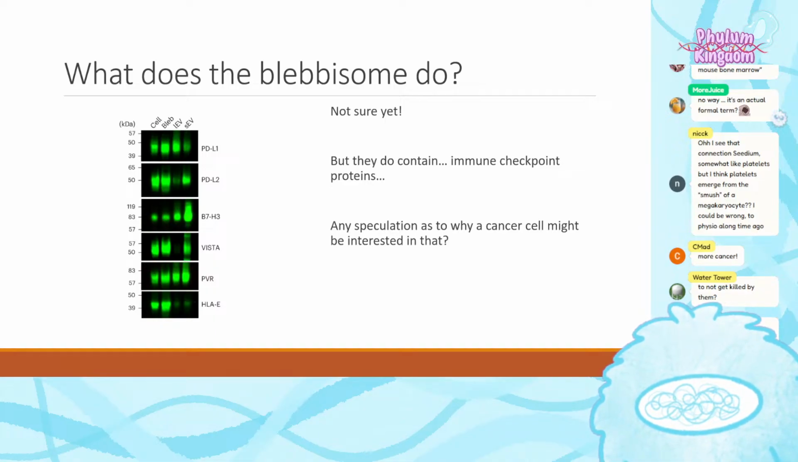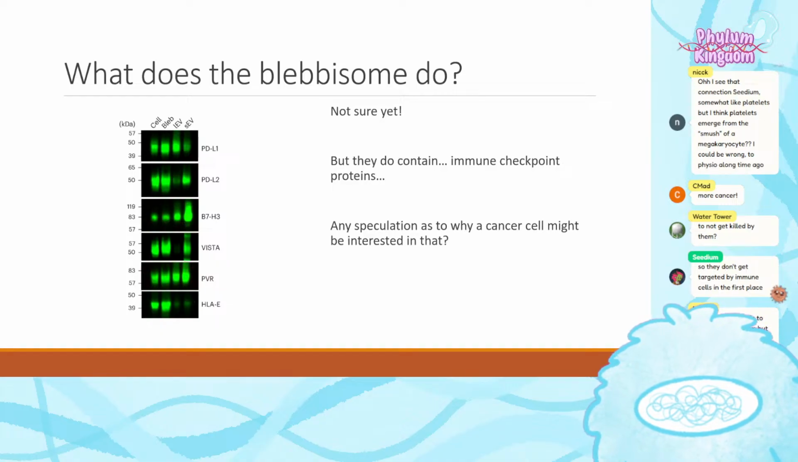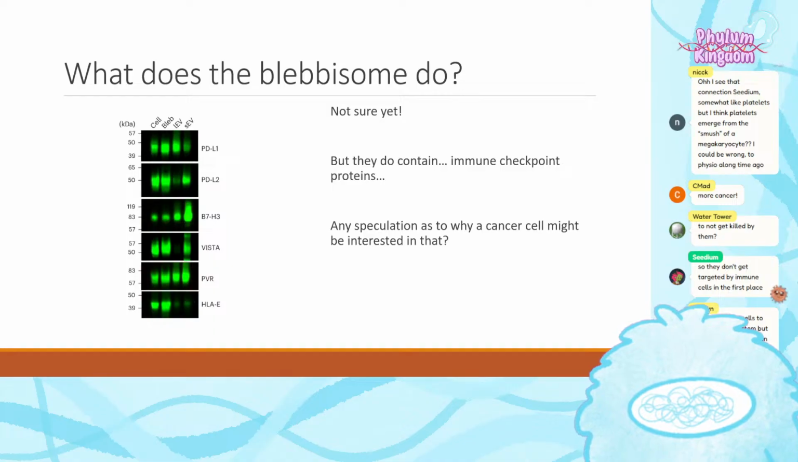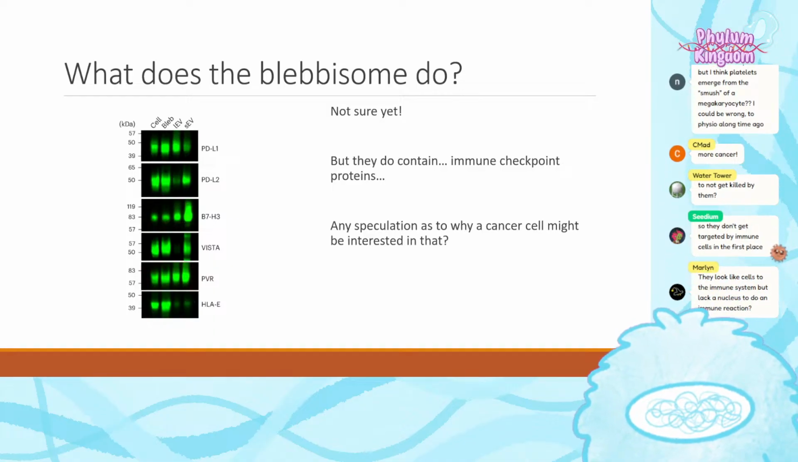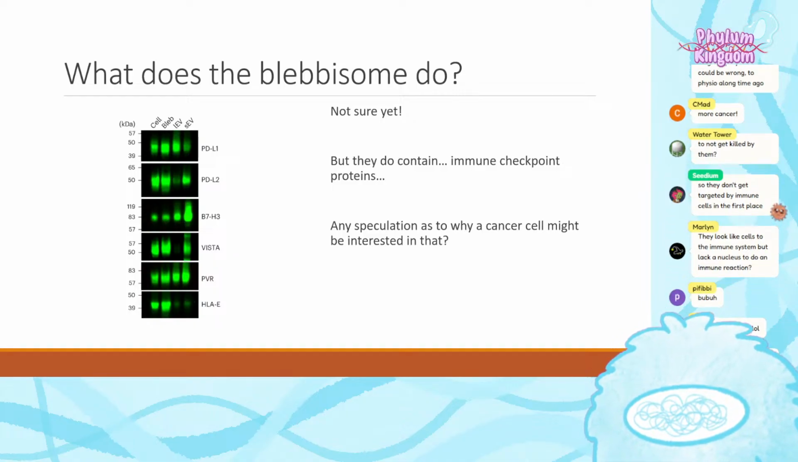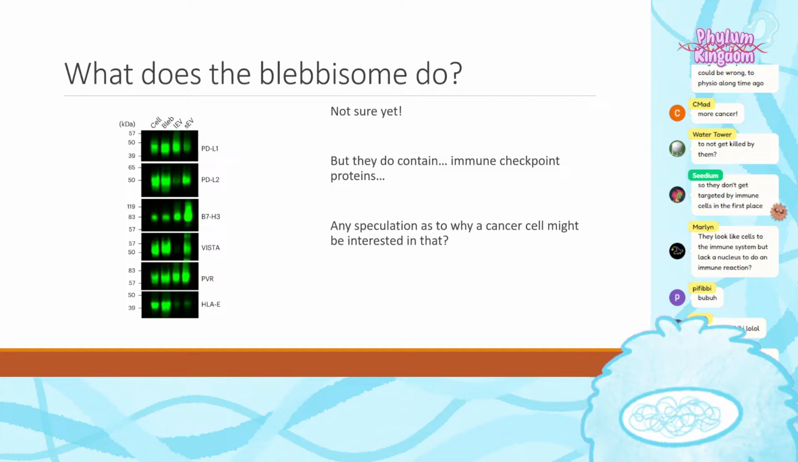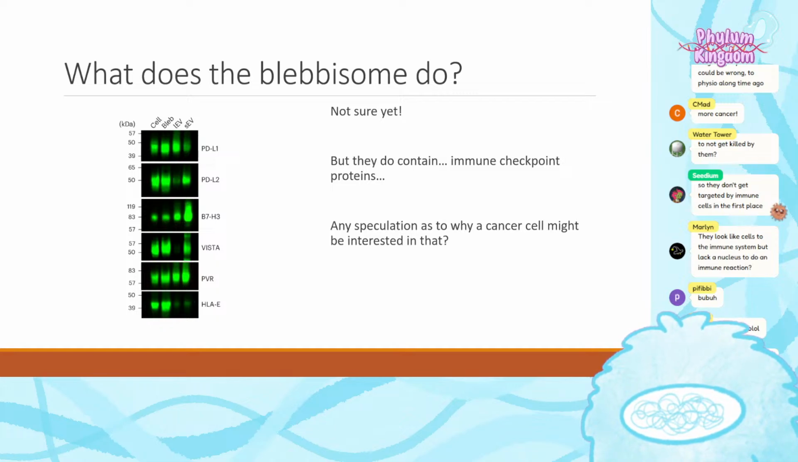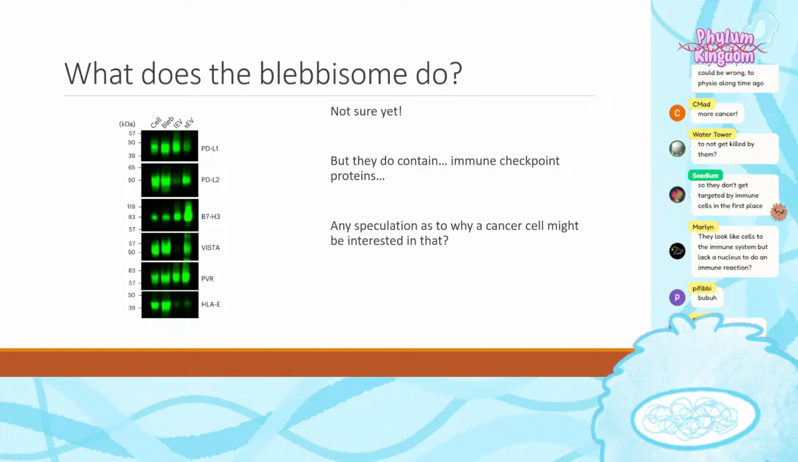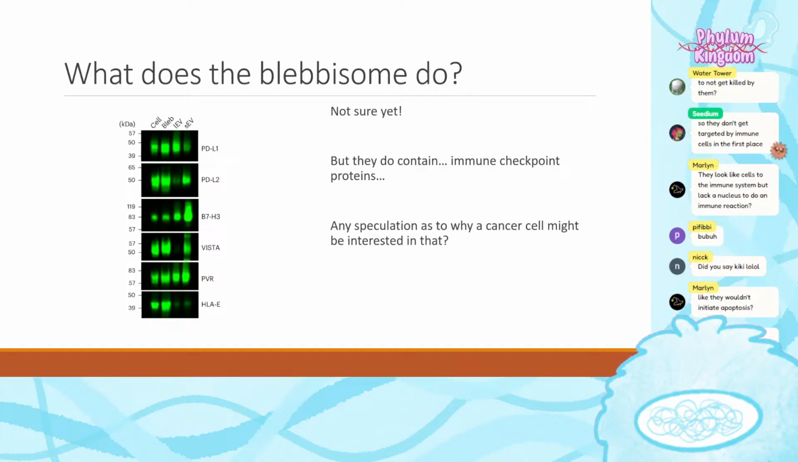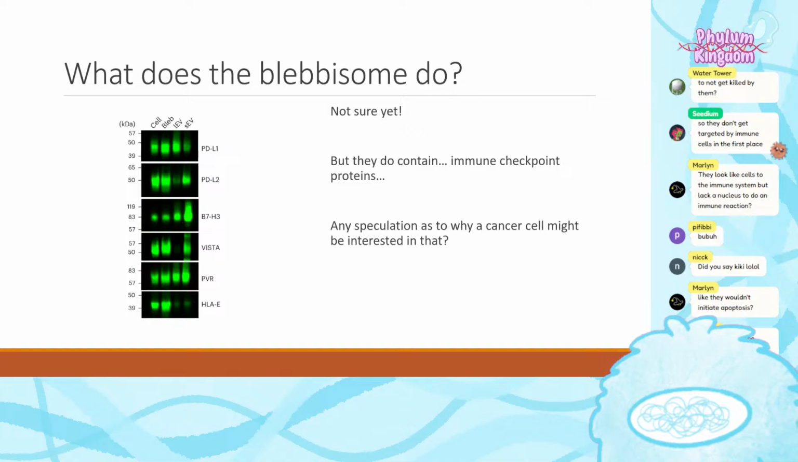Yeah. To not get killed by them? Yeah. To not get targeted by immune cells in the first place. Yeah, that's the hypothesis here, right? That these cancer cells might be cramming these enormous blebosomes full of immune checkpoint proteins that will potentially, eventually, tame the immune system somewhere. Now, I don't know if that is true. Maybe this is an accident, right? Maybe this is the cancer cell malfunctioning, and part of the side effects of malfunctioning is just sloughing off enormous sections of yourself, maybe.